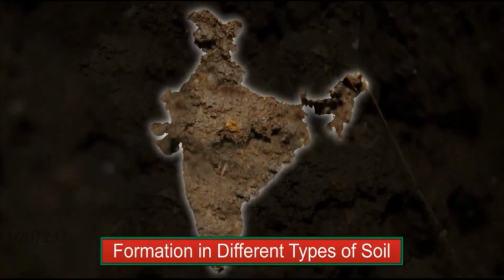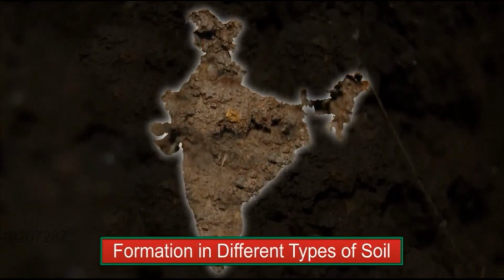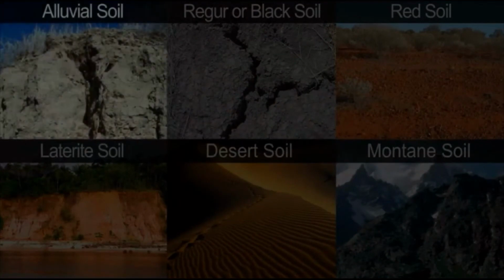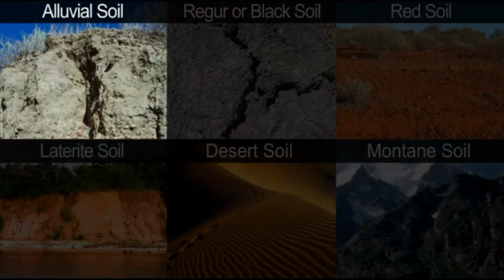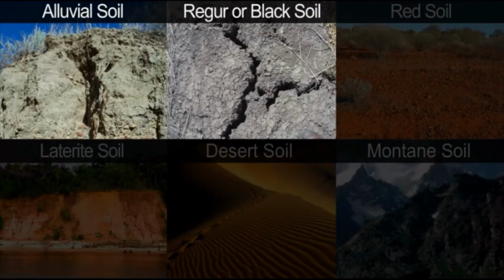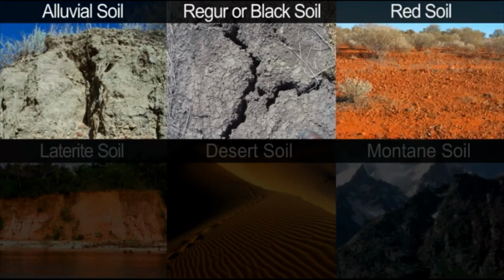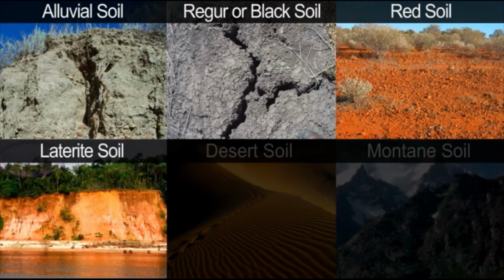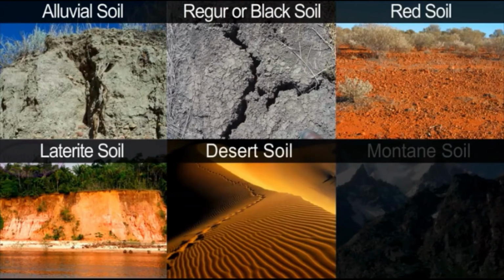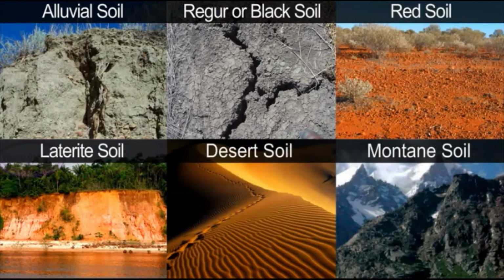The types of soil found in India include alluvial, black, red, laterite, desert, and montane soil.